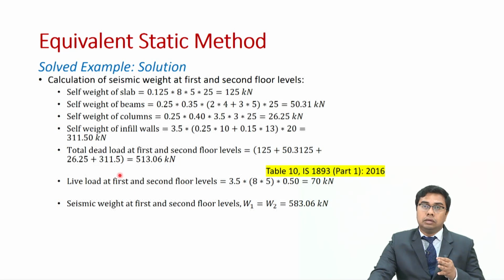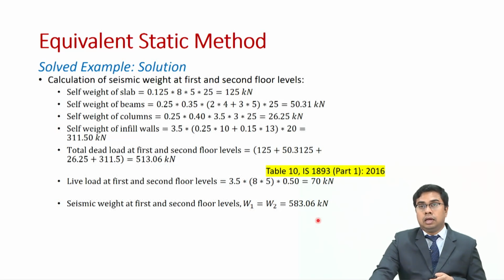Now, if you add the total dead load and this contribution of live load, then we shall get the seismic weight of the floor. So, the seismic weight at first and second floor levels, W1 and W2, are calculated as 583 kilonewton, and then let us calculate the seismic weight at the roof level.